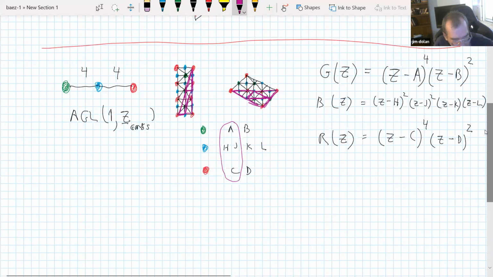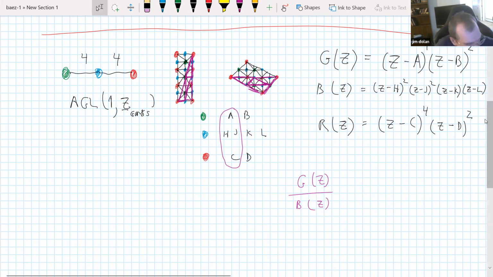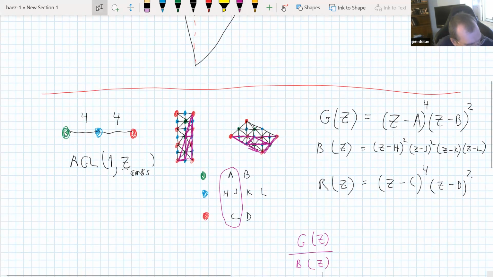So you can do things like you can get a rational function by taking G over B or something like that. Well, let's see which one would make the most sense in terms of the way I had it set up. I think I wanted it to be green is 0, blue is infinity, and red is 1. So it seems like I should take green over red, I guess. Is that right?